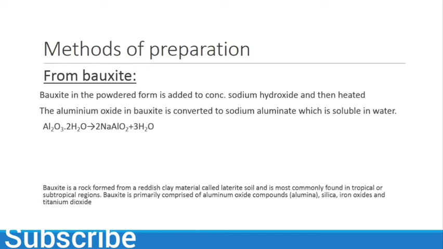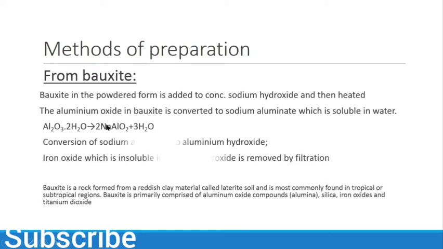The aluminum oxide in bauxite is converted to sodium aluminate, which is soluble in water. So this is the chemical equation. We have aluminum oxide and then we have sodium aluminate. And how will the conversion of sodium aluminate to aluminum hydroxide occur? The iron oxide, which is insoluble in sodium hydroxide, is removed by filtration. The powder form of bauxite also contains iron oxide, which we can easily remove by filtration.